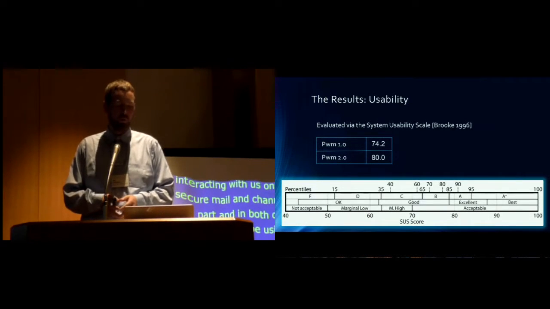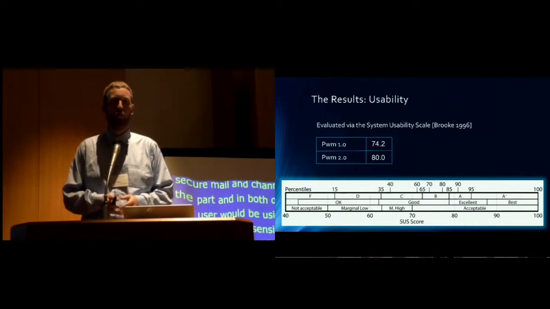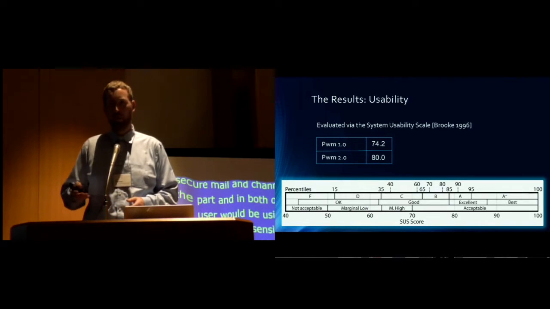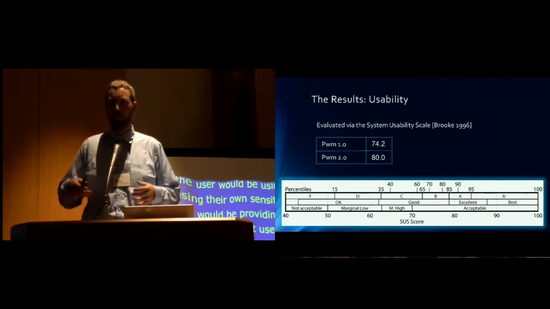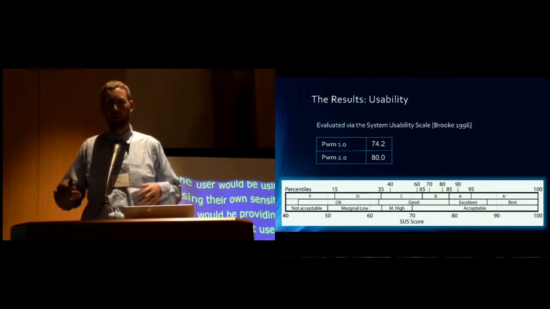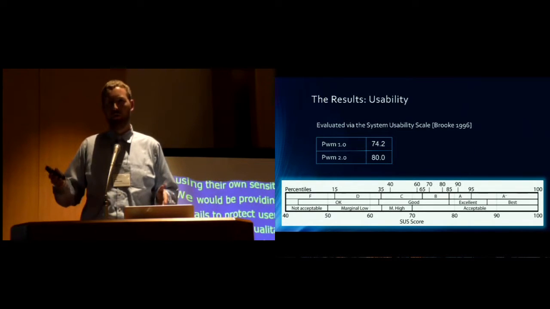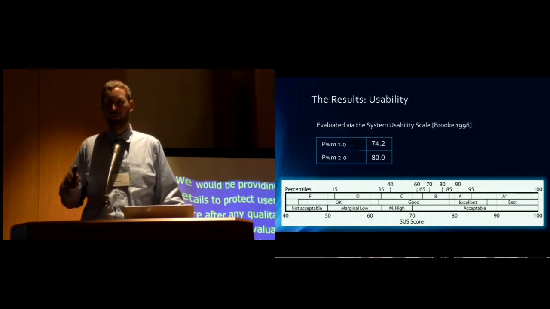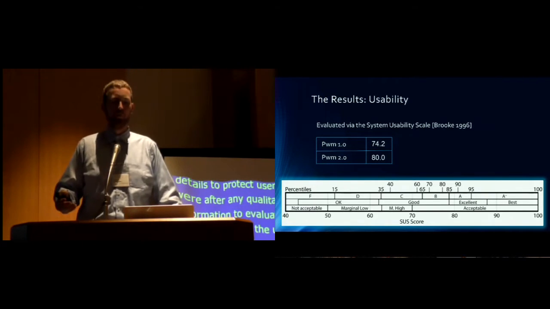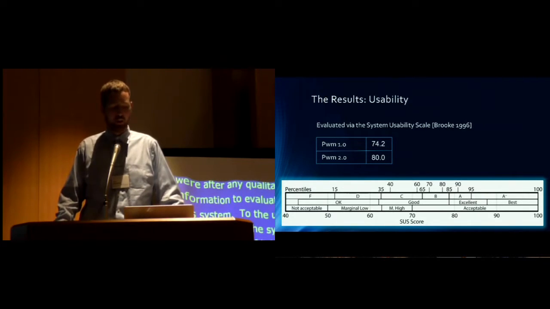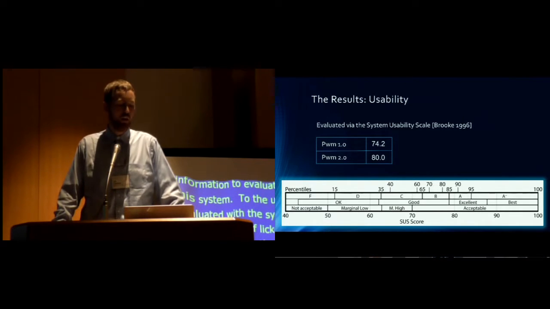So, for usability, we evaluated it with the System Usability Scale, which is a series of 10 Likert scale questions. The user will interact with the system and answer the questions. We'll sum the results. It'll go from 0 to 100, and a higher score is better. It really just gives a rough estimate for how usable a system is. As you can see, we had over 5 points of improvement over 2.0, which was statistically significant.